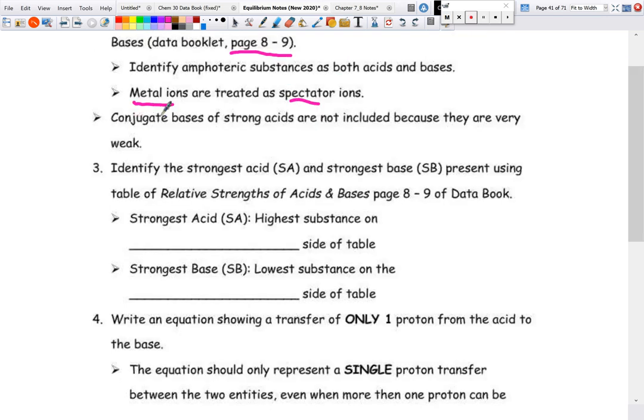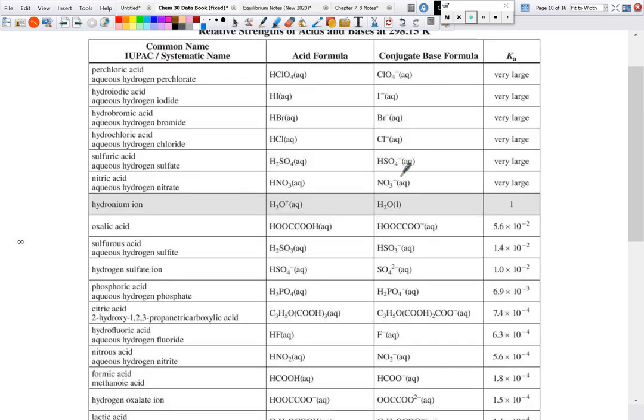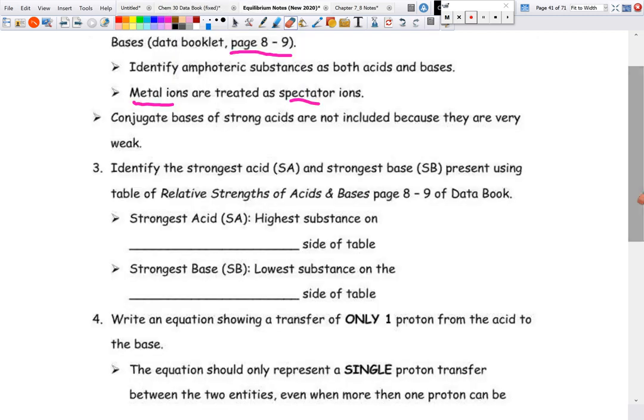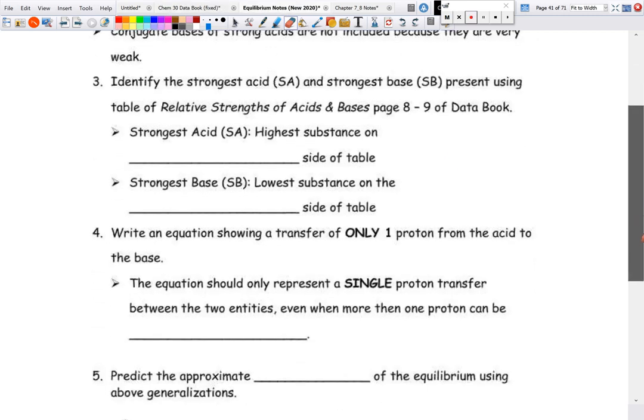Also, you can omit conjugate bases of strong acids, and they are not going to be included because they are too weak. What that means is that water is right here. This is a stronger base than any of these up above here. So generally nitrate, hydrogen sulfate, chloride, bromide, iodide, and chlorate, we just leave those out as bases.